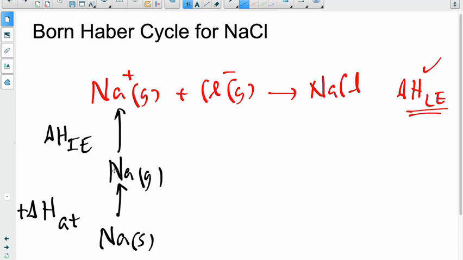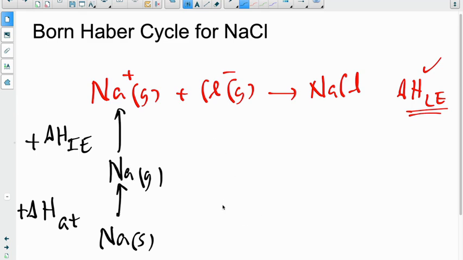For now, we're just focusing on sodium chloride, and we will leave it as that for now. And this one also is endothermic, because we all remember that to take an electron away from a neutral gaseous atom, you have to put energy in.